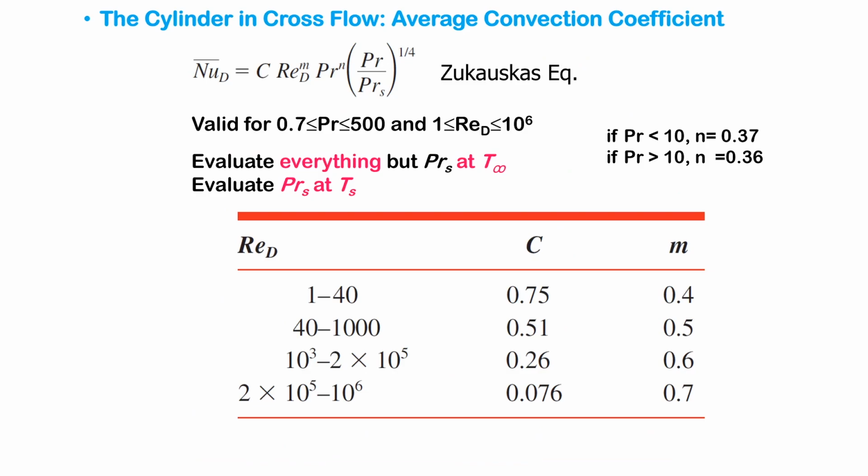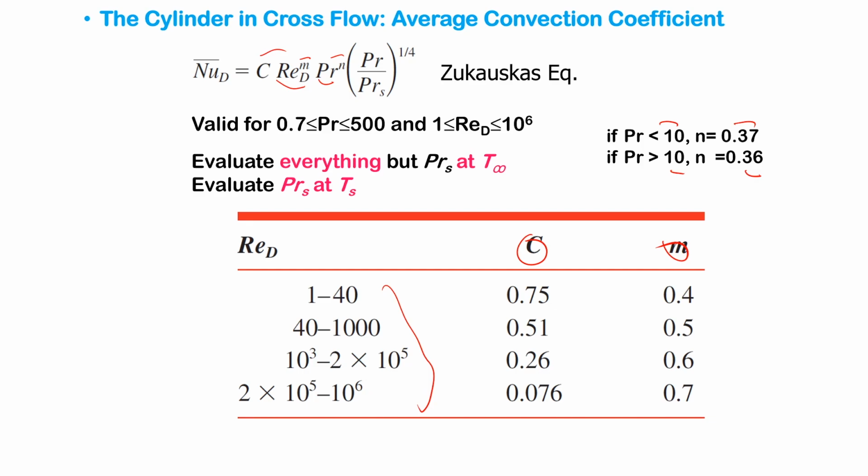So there is another equation. This is called the Zukauskas equation. In this case, again, everything is a function of Reynolds number and Prandtl number, and we have 3 variables here. Depending on the magnitude of the Prandtl number, we have a different n value. They are slightly different. And C and m values are dependent upon the Reynolds number.